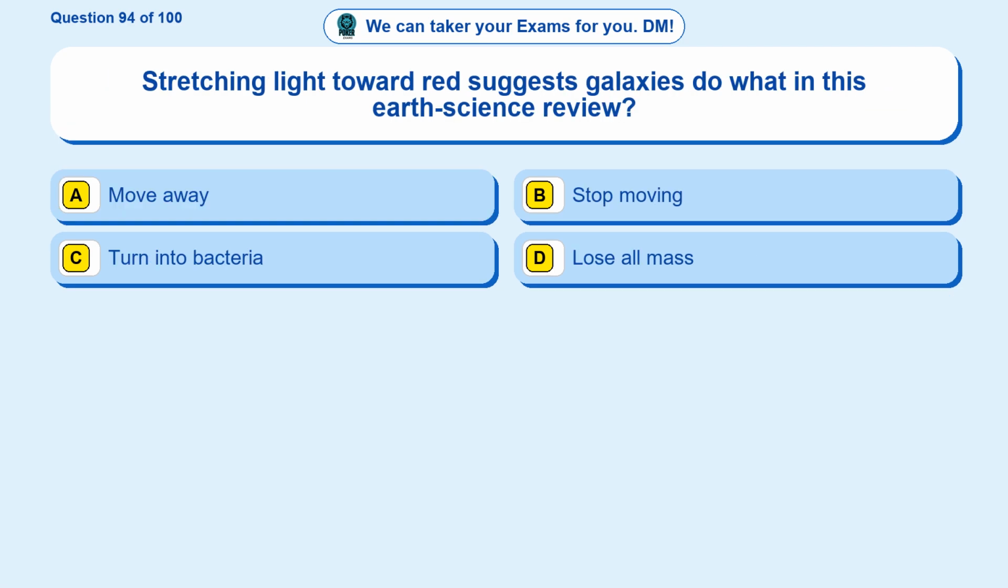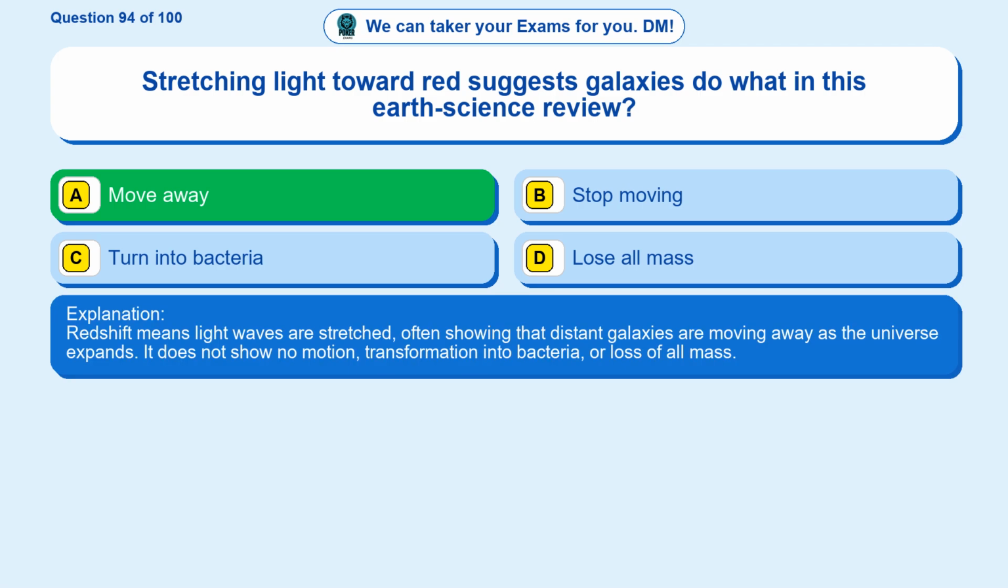Question 94. Stretching light toward red suggests galaxies do what in this Earth Science Review? Option A: move away. Option B, stop moving. Option C, turn into bacteria. Option D, lose all mass. The correct answer is option A. Move away. Redshift means light waves are stretched, often showing that distant galaxies are moving away as the universe expands. It does not show no motion, transformation into bacteria, or loss of all mass.